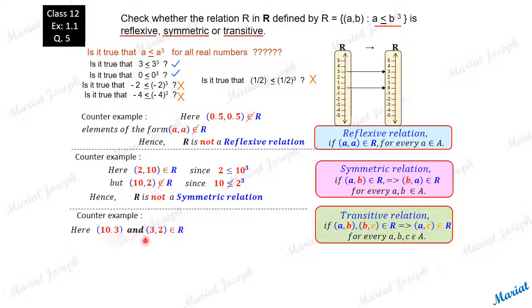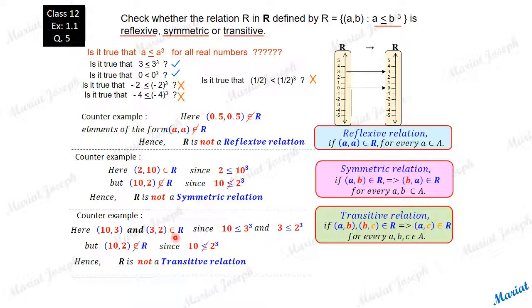Now, these two are in the form (a, b), (b, c), where b is the common element 3 in them. To call this relation a transitive relation, whenever such pairs with a common element are there, the pair of the first element and the last one, (a, c), also should be there in the relation. Let's check whether (10, 2) will belong to the relation. a is 10, c is 2. 10 less than or equal to 2 cube is not true. So this relation cannot be treated as a transitive relation. We highlight this numerical example as a counter example.